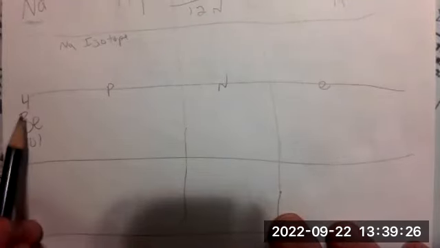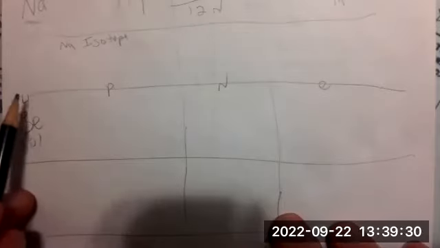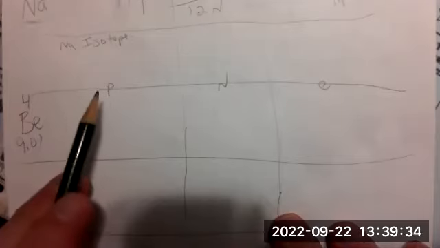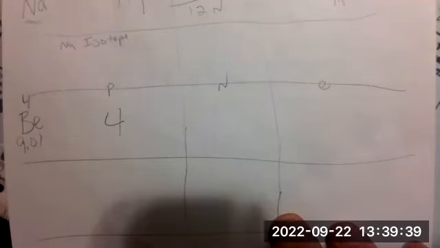So let's do our protons, neutrons, and electrons. Remember, this is the protons, these are the neutrons, these are the electrons. So how many protons does beryllium have? It's written. That's how the periodic table is ordered. Every element is in order by atomic number, which is the number of protons. So we have 4. So that can't change when we make an ion.